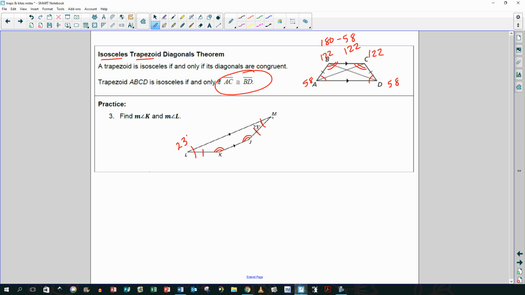So what do we know about M and J? So M plus J equals 180 because they are same side interior angles. So if M is 23, then what's 180 minus 23? So that means this angle is 157. So this angle is 157. Okay? Okay. All right.